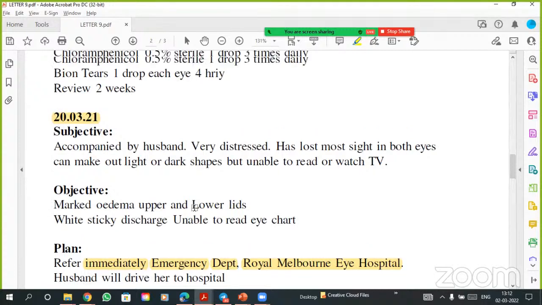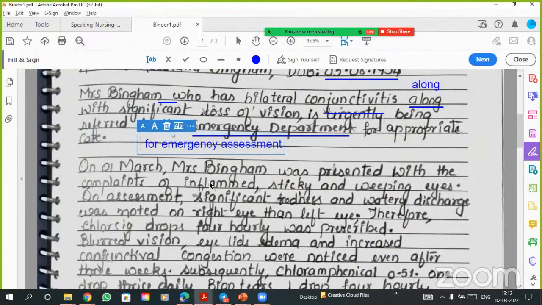Okay. So now what you are going to write here is, Mr. Bingham, who has bilateral conjunctivitis along with significant loss of vision. Significant is not right: 50% is significant, or 40% is significant, but a most large amount is extreme loss of vision. Being referred to emergency department for appropriate care. So, for emergency assessment, okay, or evaluation and appropriate management.